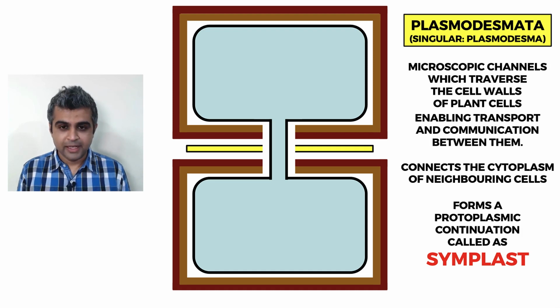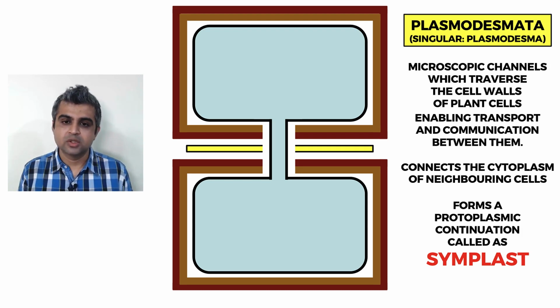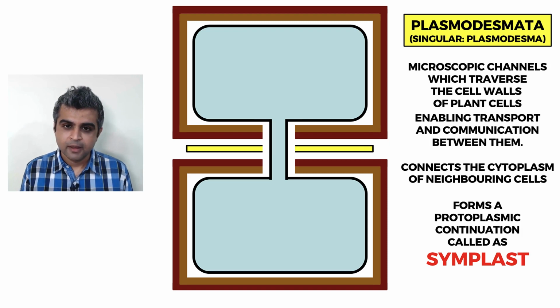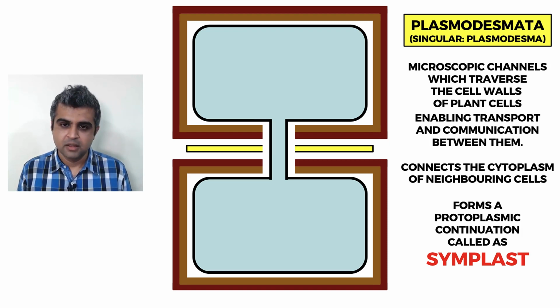So I hope that this last concept regarding the cell wall is clear with everybody as to what is plasmodesmata. They are going to be protoplasmic connections between the adjacent plant cells. These are going to pass through channels which are through and through the cell walls, and this protoplasmic connection is also called symplast. The whole structure is called plasmodesmata.